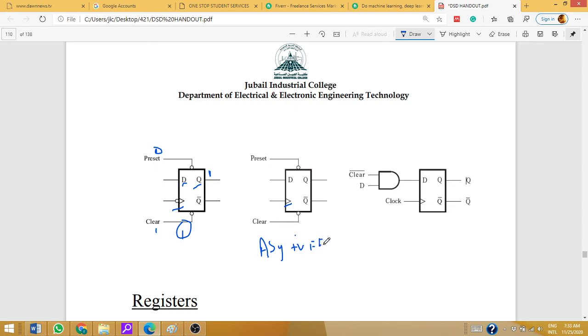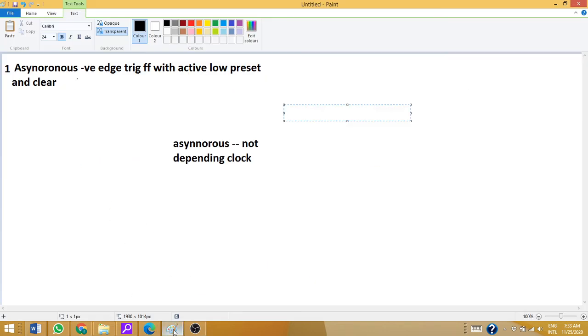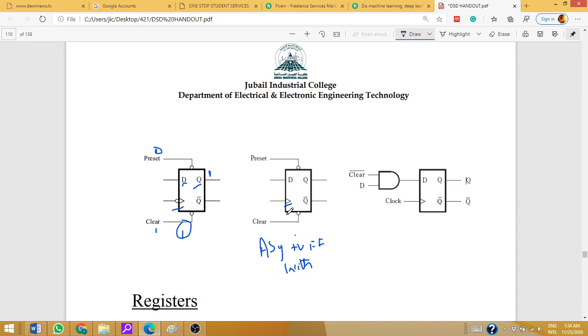Okay, with preset and clear, is it? Why are we saying always with preset? Sometimes only clear is there, sometimes preset is there. With active low, is it? Both are active low, it may be active high as well. Anyway, what is the third one here now? What is the name of this one?